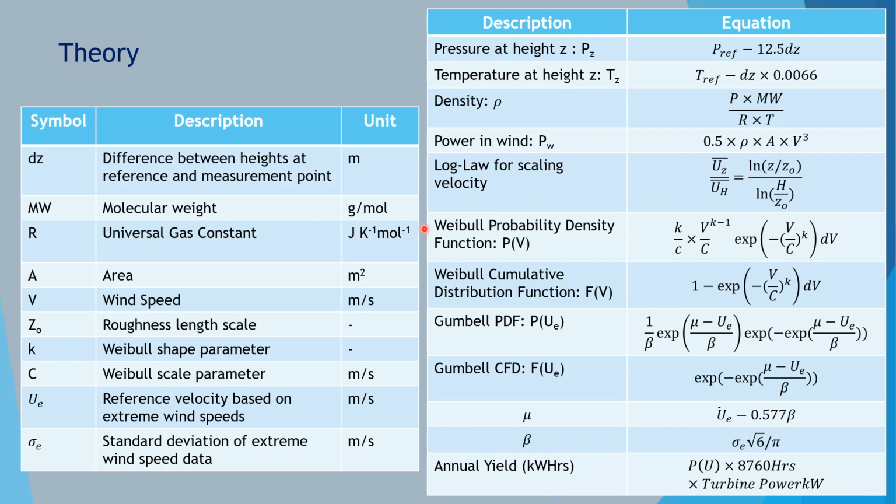To fit the Weibull distribution, I use this probability density function and cumulative distribution function. Similarly, for the monthly max wind speeds, I fitted a Gumbel distribution to it using these two equations. These are just some of the parameters for the Gumbel distribution, and this then is the equation used to calculate the annual yield in kilowatt hours. This is just a nomenclature showing the different symbols used.